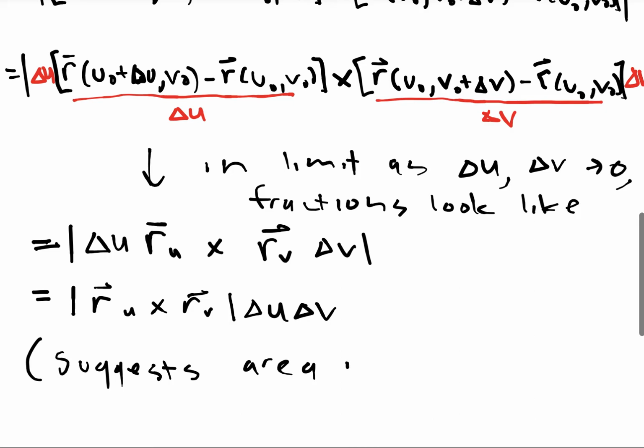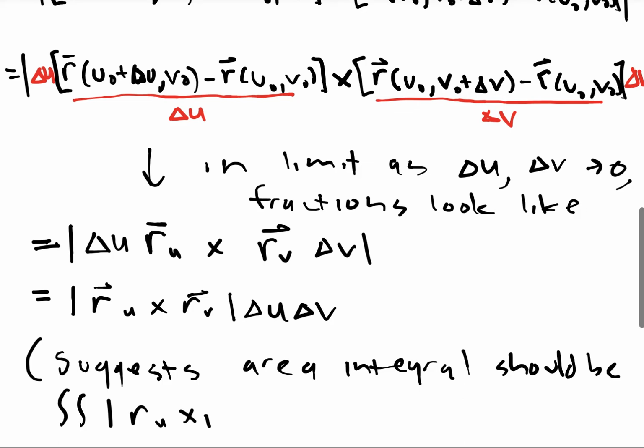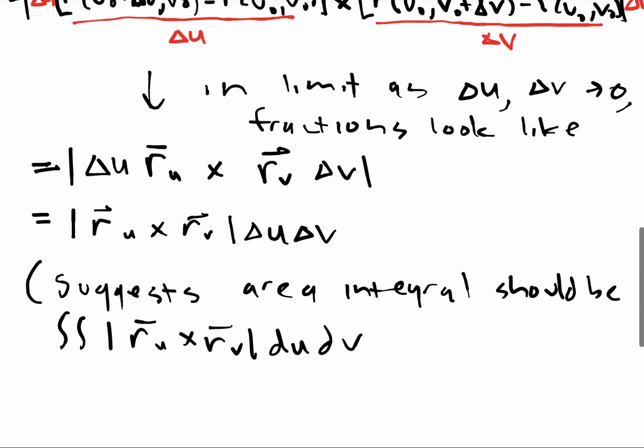So my area integral, in the end, if you boil through all this work, it should come out to the following. Right? We're really just taking some sort of RU cross RV, du dv, or maybe dv du, but certainly over whatever region that we had in the UV plane.